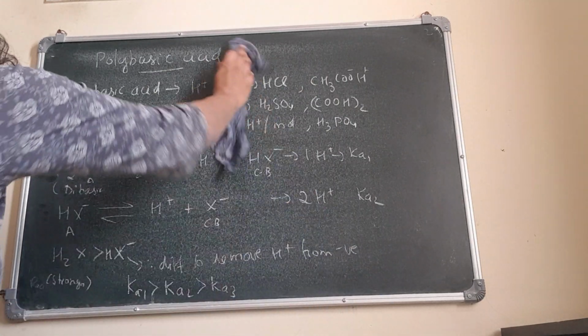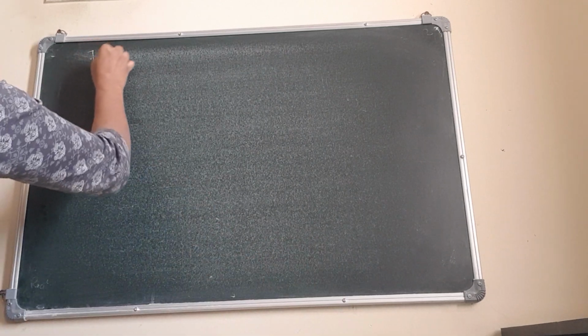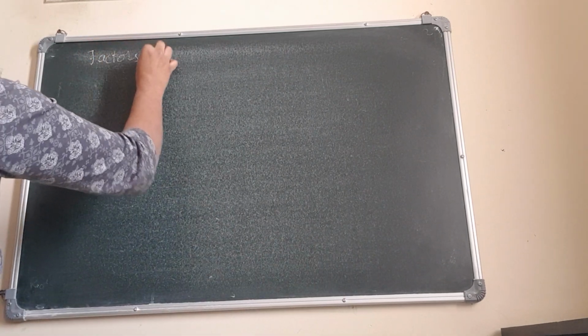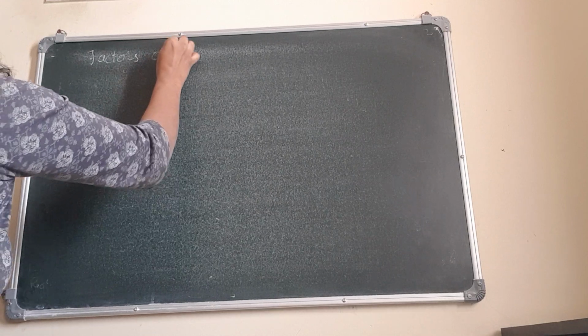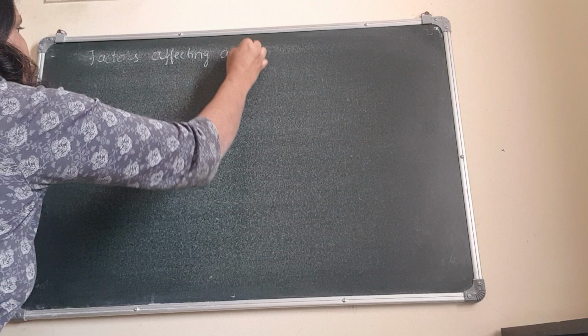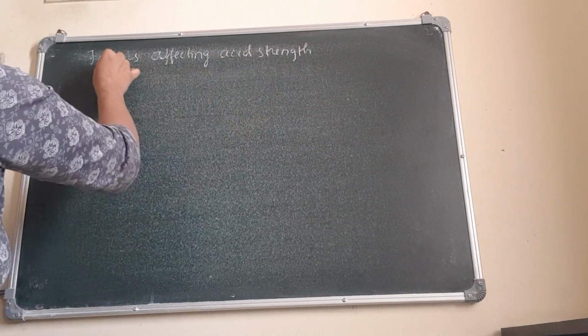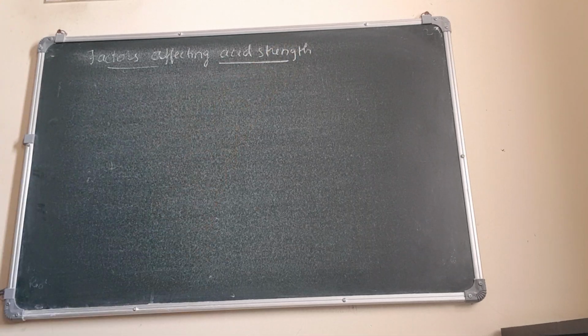Now let us consider factors affecting the strength of an acid. This is a very important topic, they can ask you questions. Factors affecting acid strength: how do you decide which acid is stronger and which acid is weaker? You know there are some acids which are stronger, some are weaker, but what is the deciding factor?